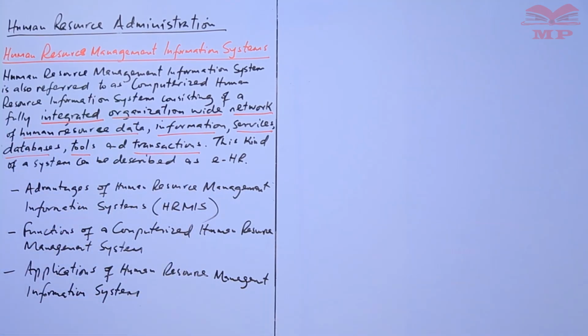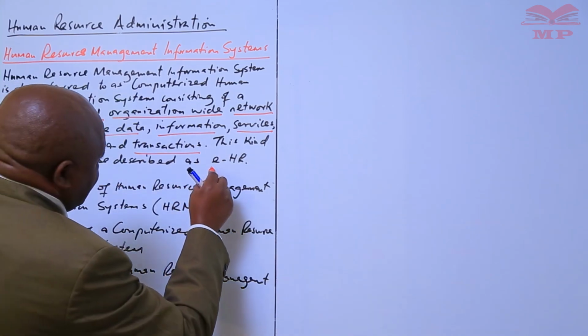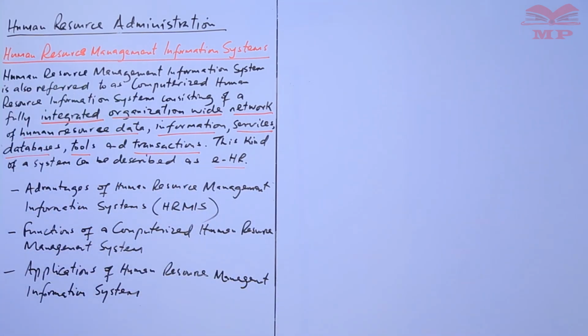So when it comes to human resource issues, the reason we are talking about integration is that you have human resource data, information, services, databases, tools, and transactions that take place within an organization. This is what creates that integration of an organization-wide system of processing information, and organizations that have this kind of human resource management system can be described as organizations operating under EHR.